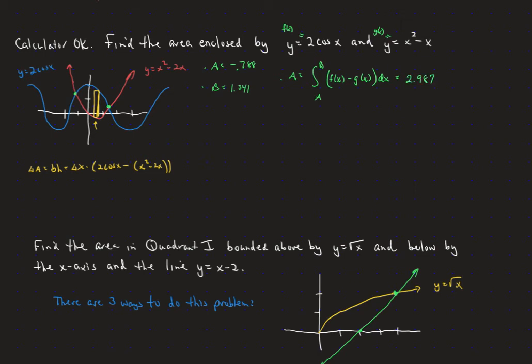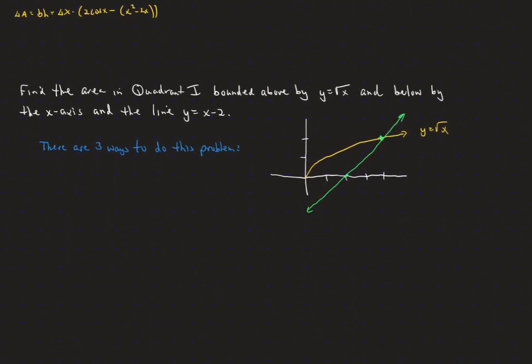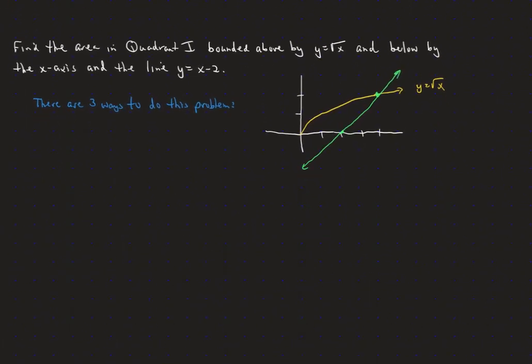Okay? Now here's a really interesting one, because we can do this 3 different ways. Let's find the area in quadrant 1, so that means we're between the x and y axis there in the upper right hand corner, bounded above by the square root of x and below by the x-axis and then the line y equals x minus 2. So we're talking about this region bounded by square root of x and in quadrant 1 and then over here. So we can do this 3 different ways. Now the first one's kind of tricky.